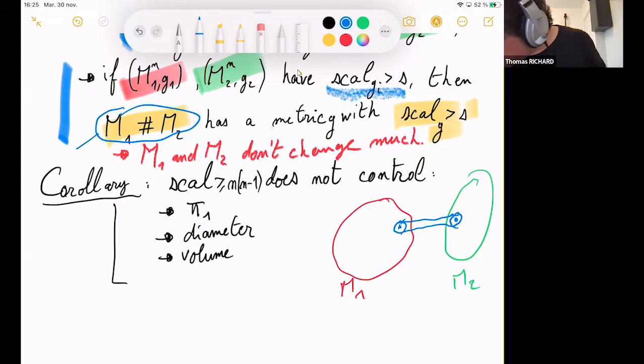So here, connected sum. This is what I'm explaining right now.